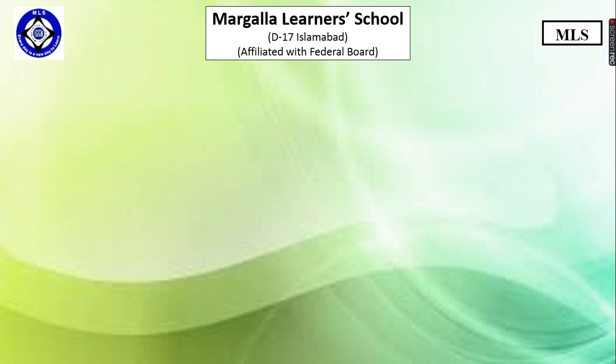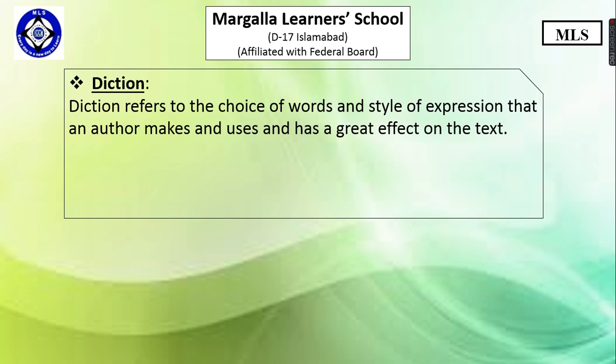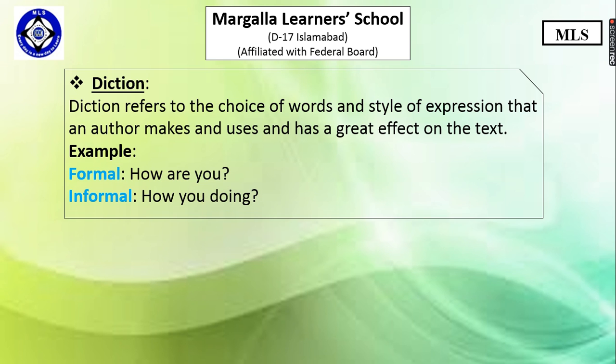On page number 4, we have the last one, which is diction. Diction refers to the choice of words and style of expression that an author makes and uses, and has a great effect on the text. For example, in a formal way, you say, "How are you?" And an informal way is, "How you doing?" Now you see, there is a difference between asking about some person.